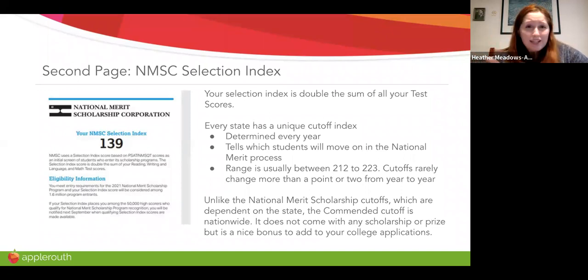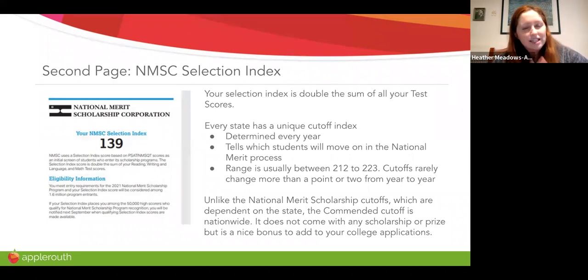And I can't tell you what they are for each state, right? I would just recommend a quick Google: National Merit Index, Georgia 2023 or whatever. So just look that up, right? The range is usually going to be between 212 and 223. Some years I've seen it as high as 220, right? 220 to 223. Only the students who got those scores move on to the next step. But that's how to automatically tell if you moved on to the next step or not.